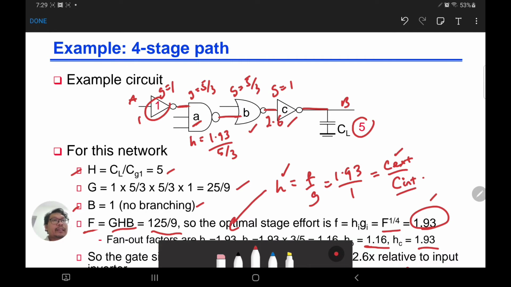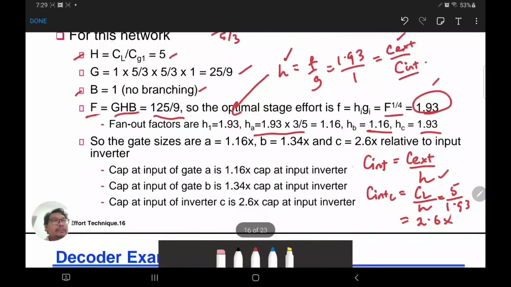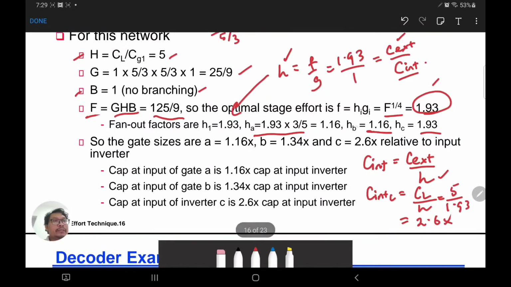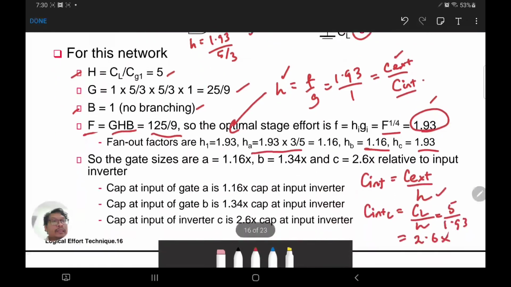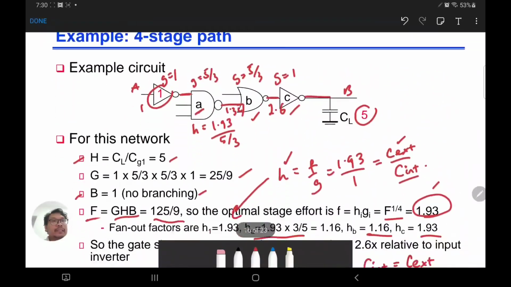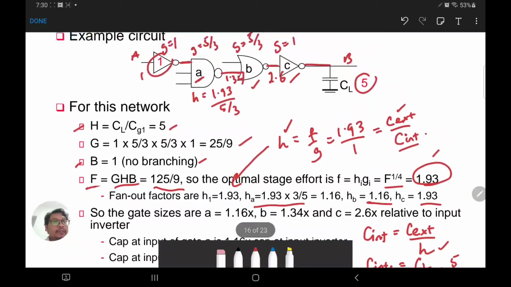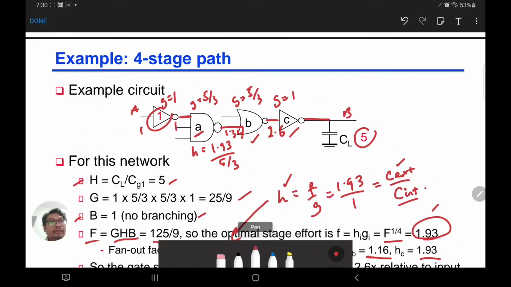Okay, and if you do the same for the others, you're going to get 1.34 at gate B, and then we're going to have 1.16 at A.